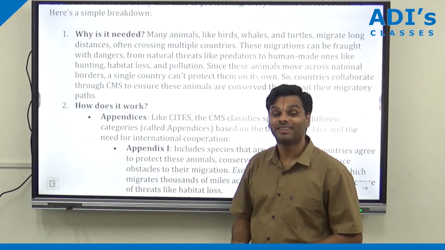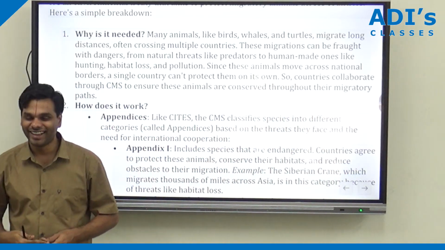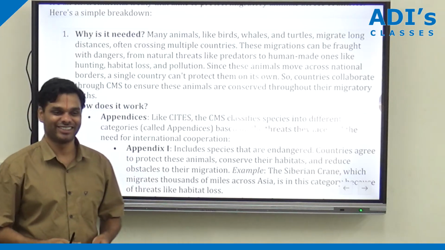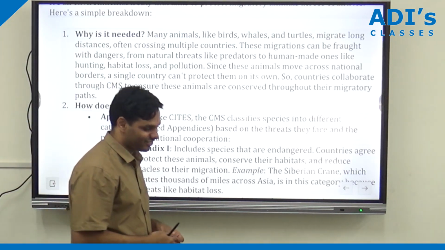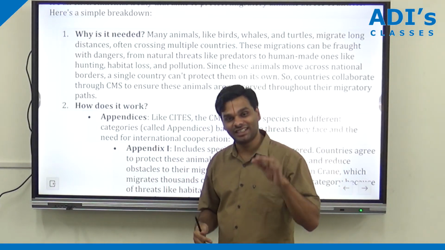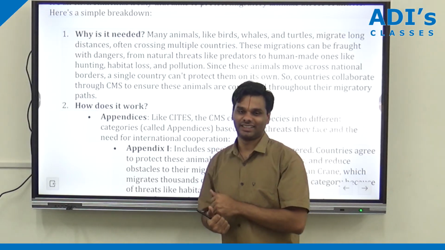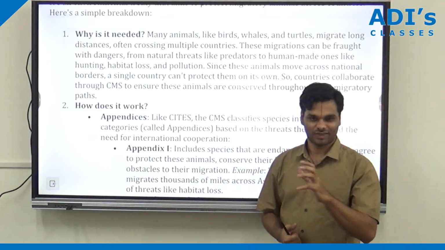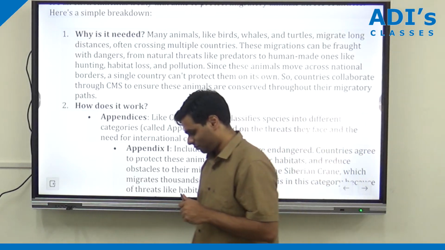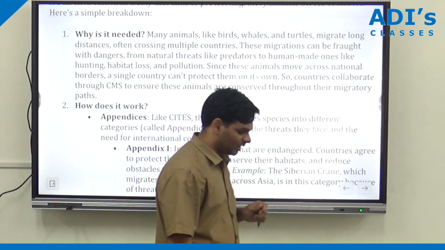Where did it come? Very good. Which park? Keoladeo Ghana National Park in Rajasthan. Siberian cranes come there. That's why it's a very famous wetland site. It's a Ramsar site. Got it, no? Okay. That also I'll talk about. Don't worry, I'll talk about it.